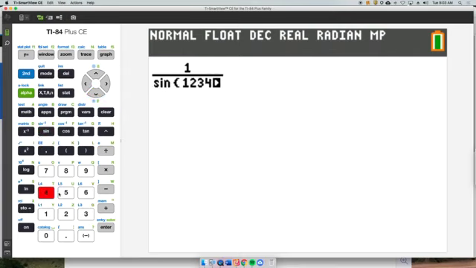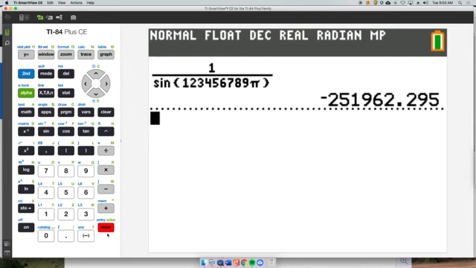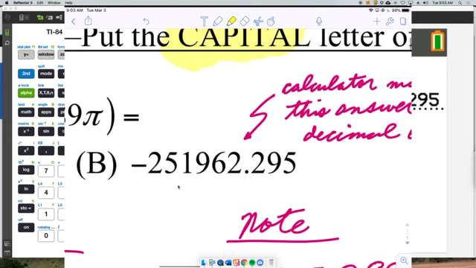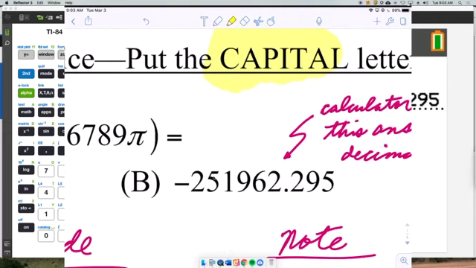What was the number? I forgot. 4, 5, 6, 7, 8. Oh, thank you, Mr. Corpy, for making it such an easy number to remember. That is a huge angle, isn't it? And the calculator will give you negative 251,962.295. And you look at the answer choices and you're like, hey, that's answer choice B. Hey, I'm off to a great start, right? I punched something into the calculator. I got a number, and the number's an answer choice.